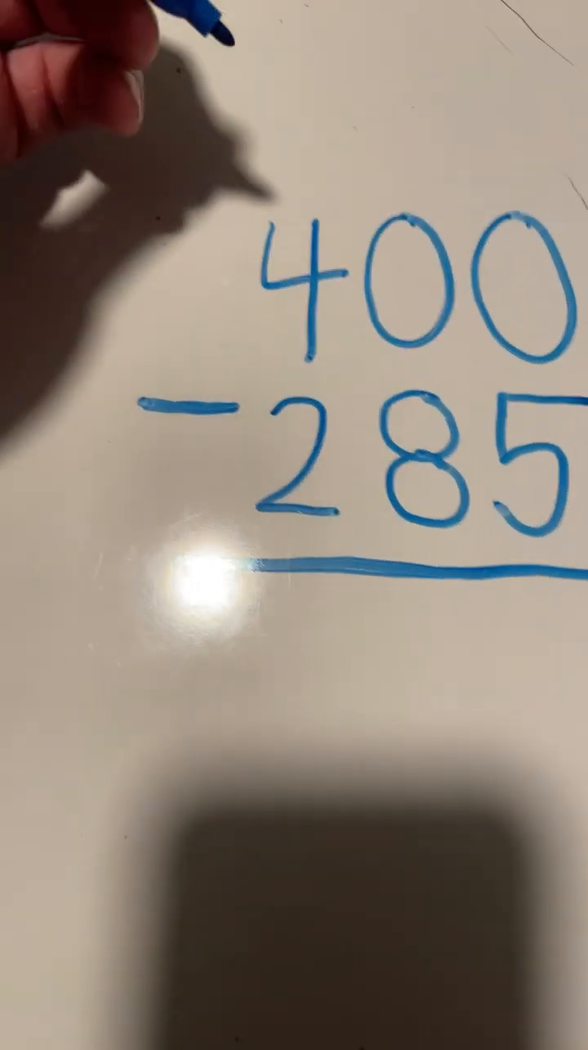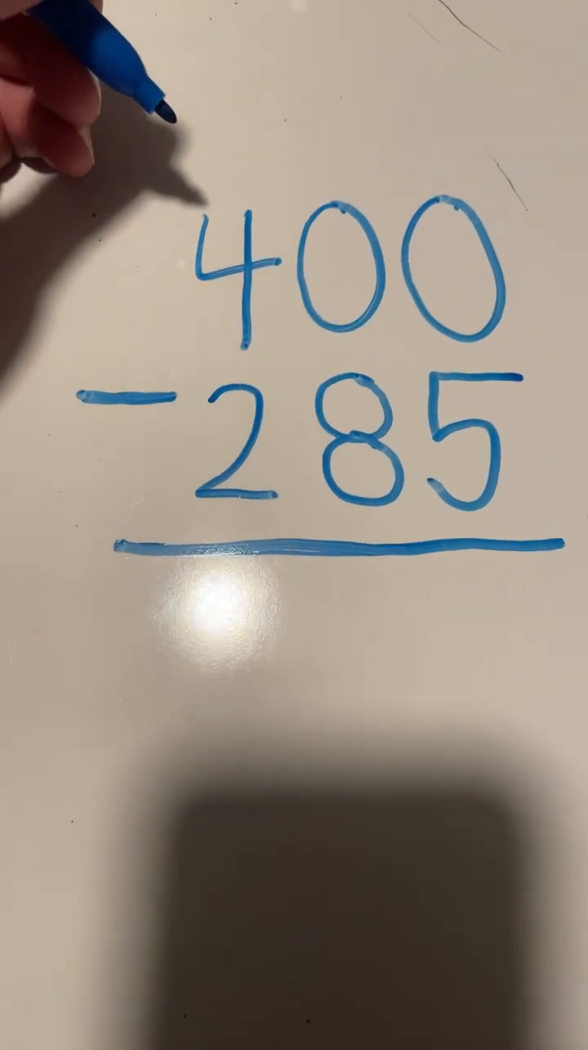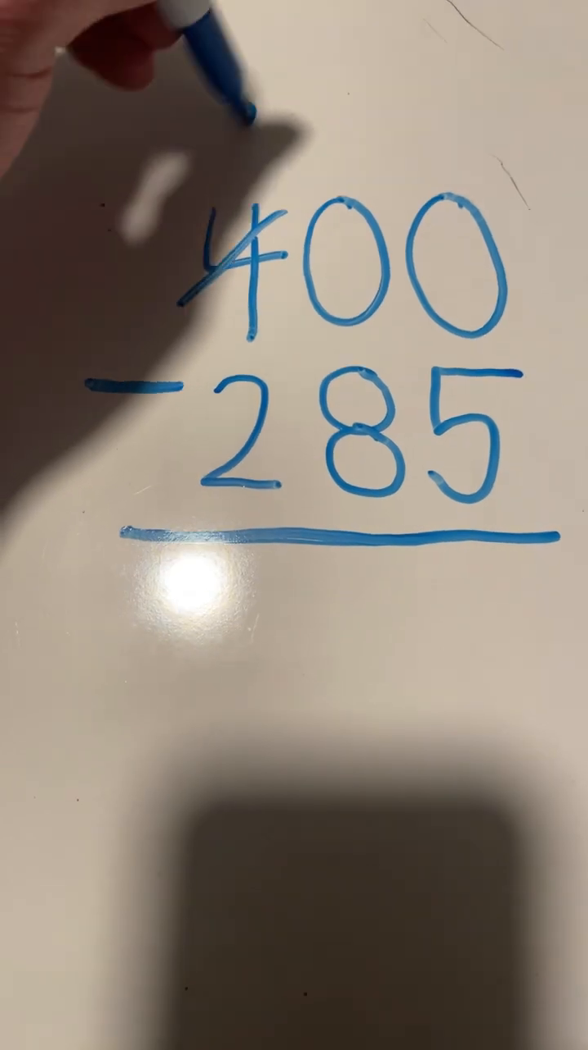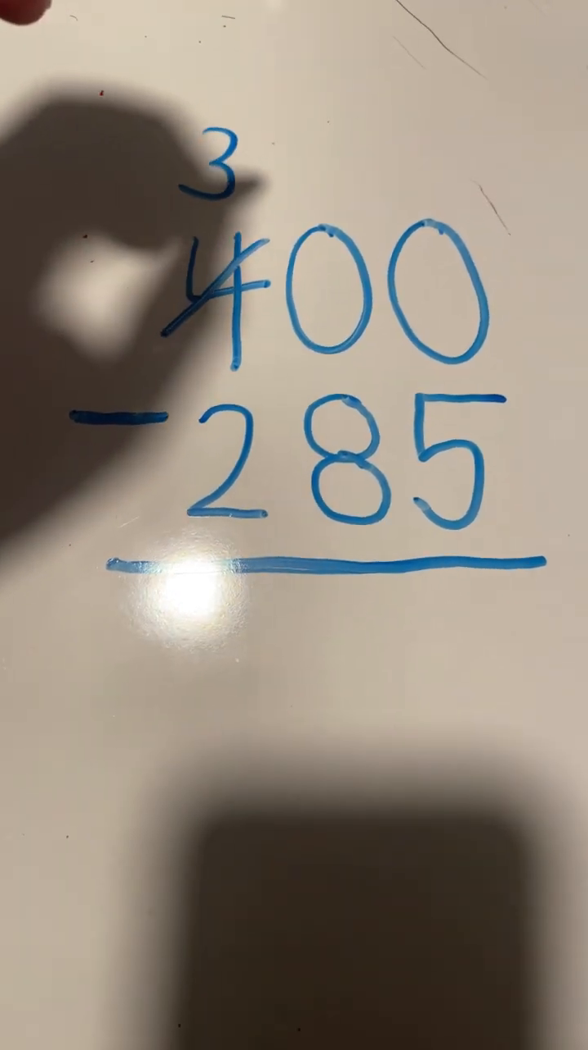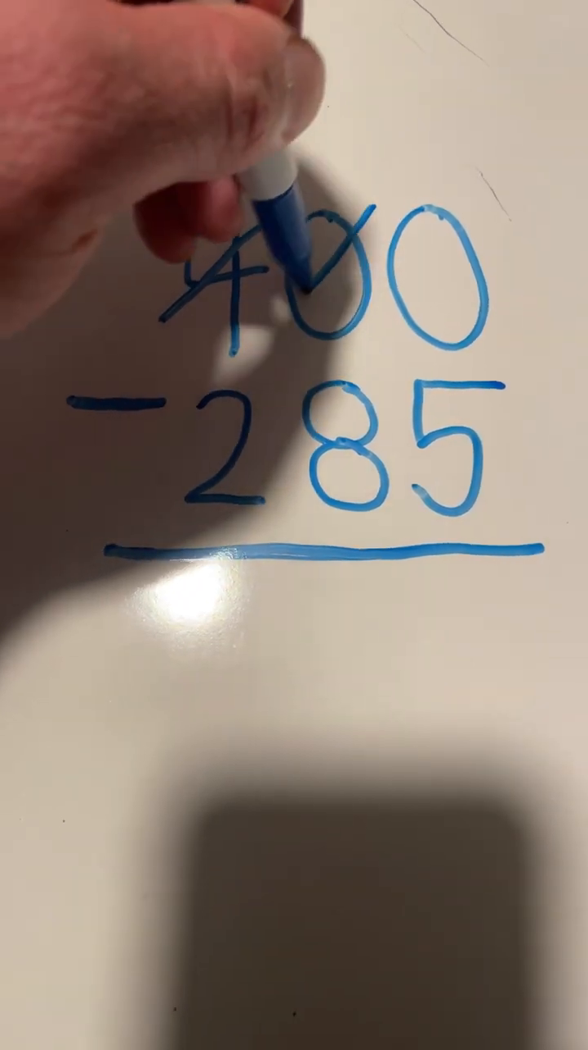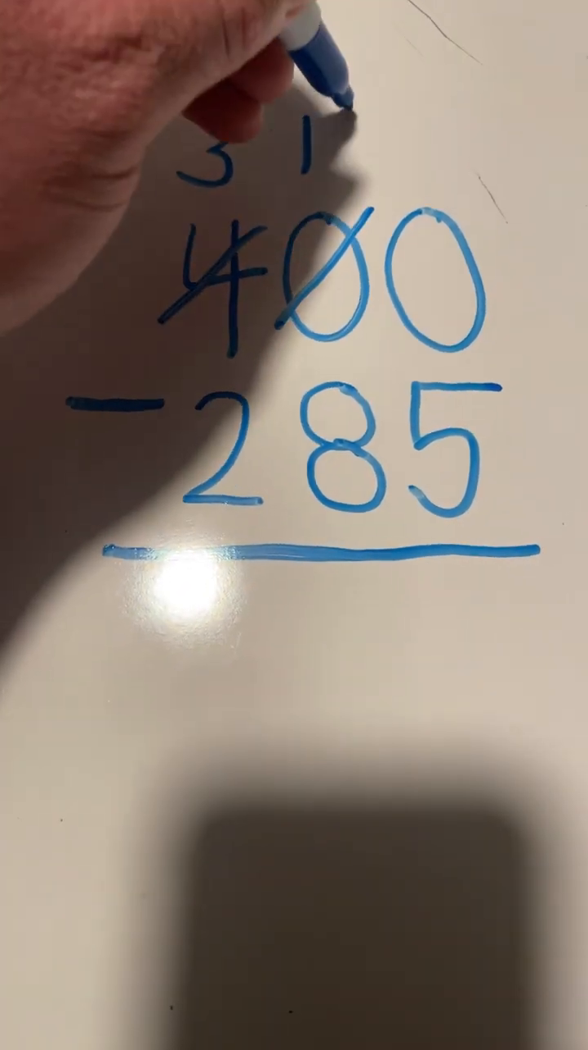So we're going to start regrouping left to right. We regroup by taking a 10 and subtracting a 1. So I'm going to subtract a 1 from the hundreds place. The 4 is going to become a 3. And then I'm going to add a 10 to the tens place. The 0 is going to become a 10.